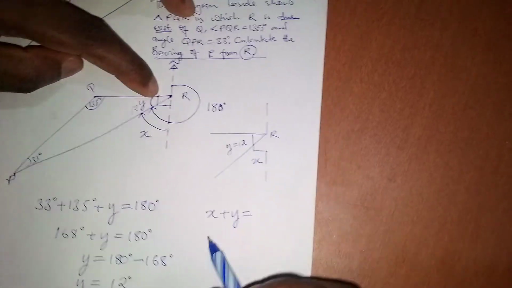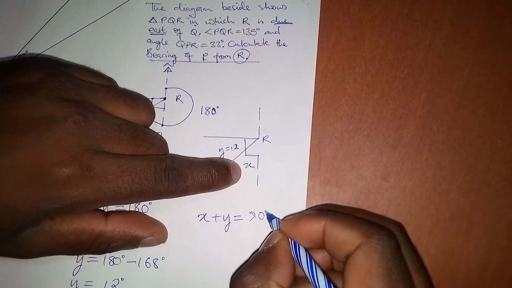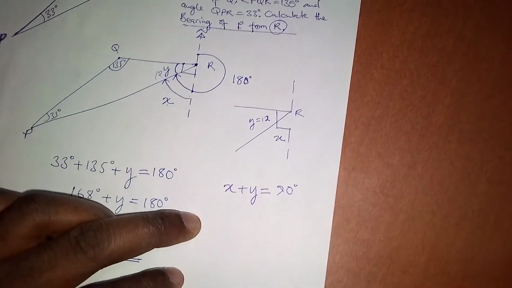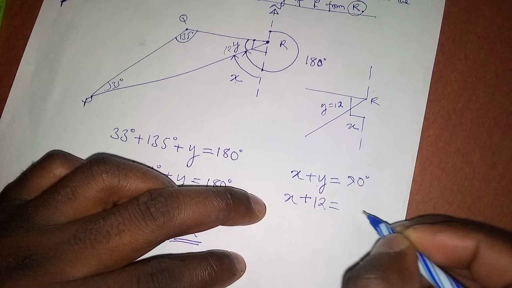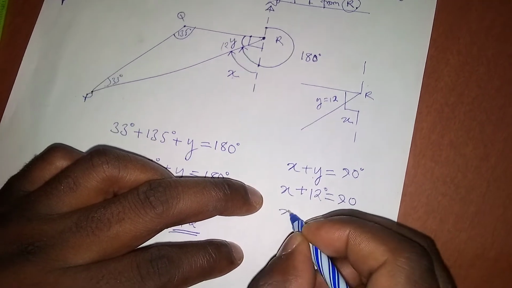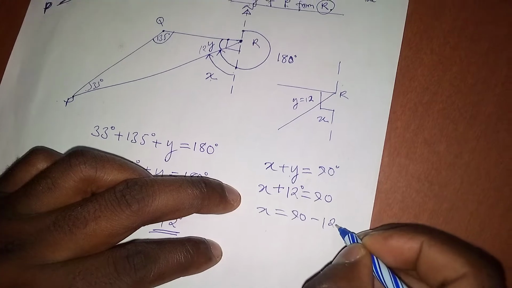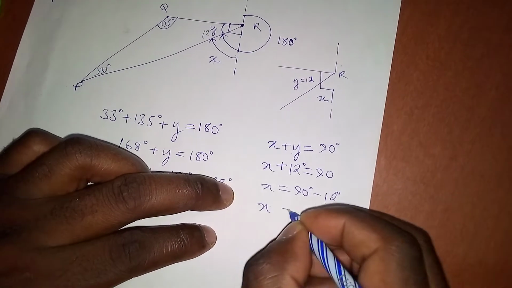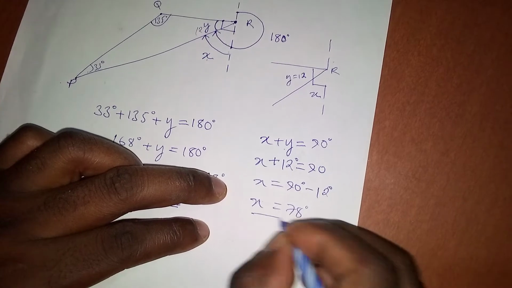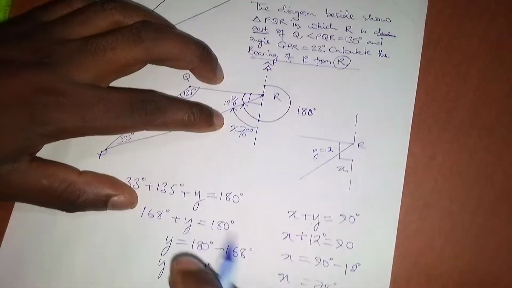So if I add Y plus X, it should give me 90 degrees, right? We have found that Y is 12. So we make X the subject: 90 minus 12. So X will be 78 degrees. So this angle here is 78 degrees.